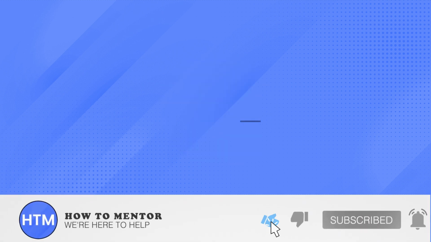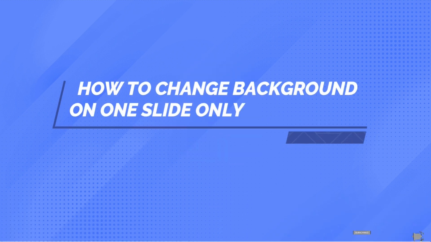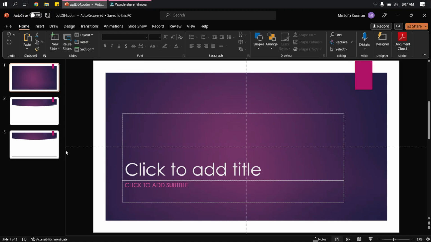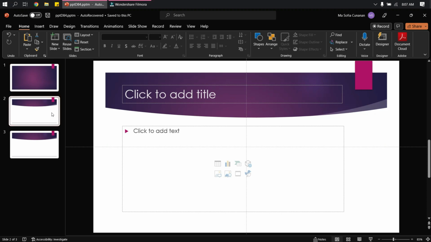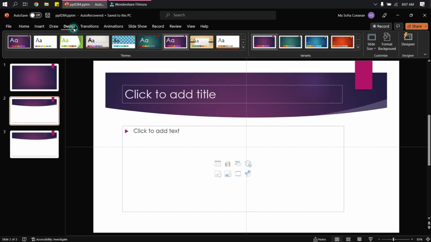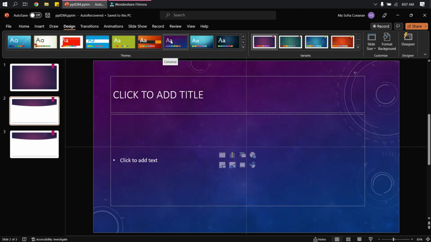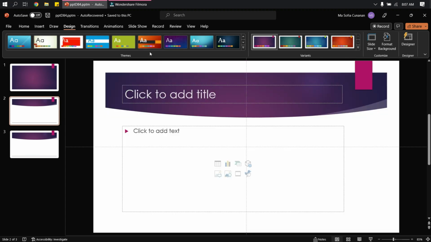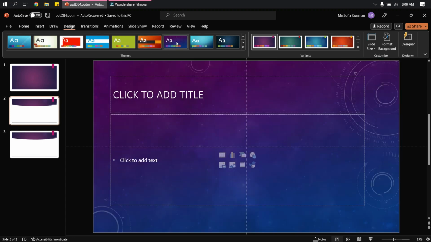In this video I will show you how to change the background on one slide only in your PowerPoint presentation. As you can see, I have here a specific template for all of my slides. First, go to Design and make sure that the slide you want to change the background of is selected, and then choose the template you want to use for this specific slide.